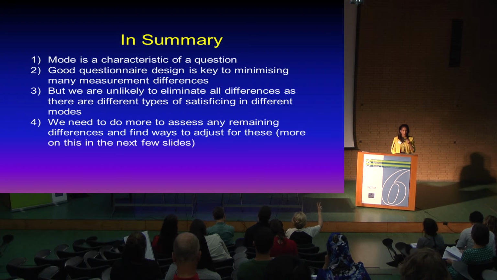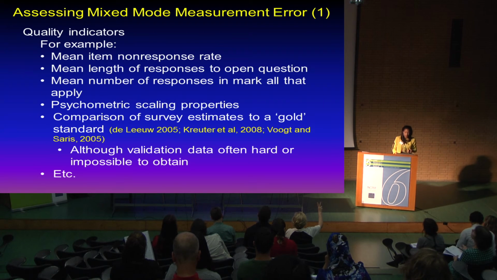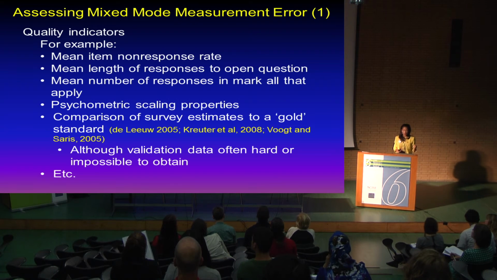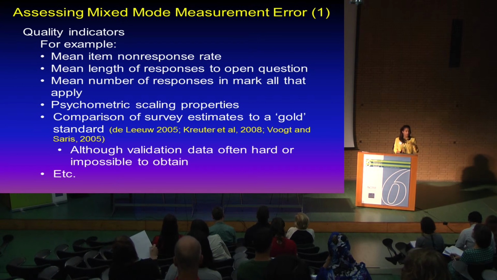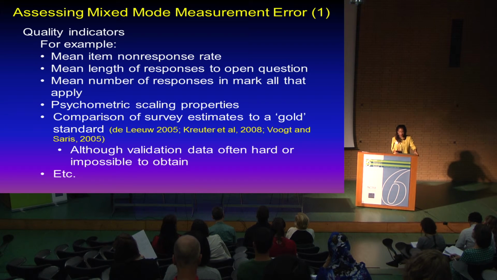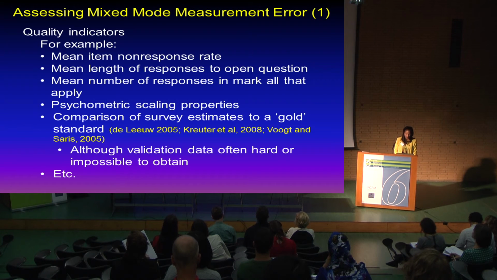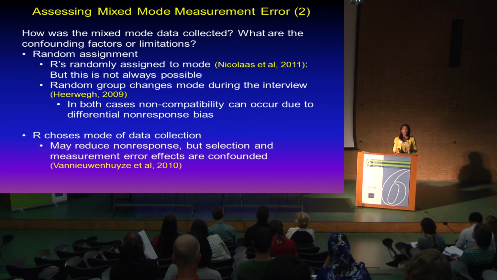So I've just got a few last slides to think about this. So first of all, what would be some quality indicators for measurement error? Would we want to look at item non-response or length of responses to open questions, mean number of responses to mark all that apply, psychometric scaling principles, reliability and validity, can we compare to a gold standard, and so on and so on and so on. So have that in the back of your mind, and then we'd have to have a design.